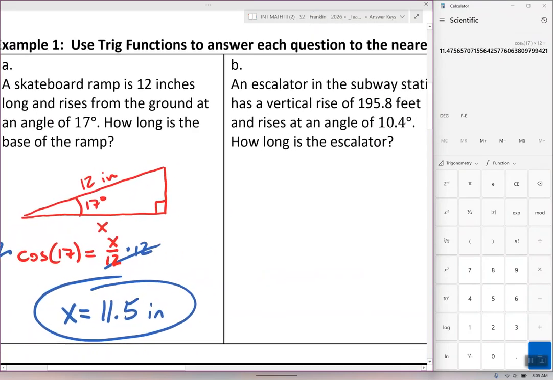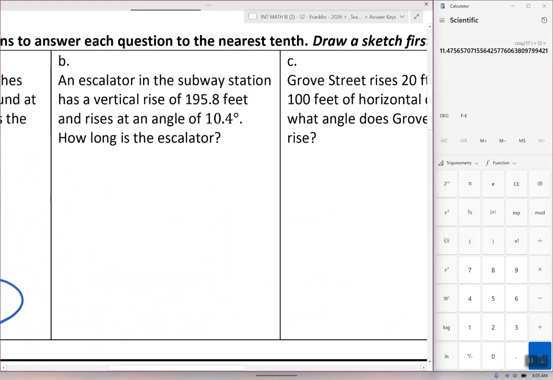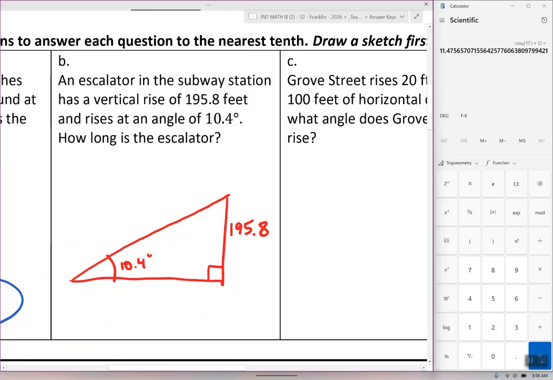Let's look at example B. An escalator in a subway station has a vertical rise of 195.8 feet. So we have a triangle here. Here's our escalator. A vertical rise of 195.8 feet. Rise is at an angle of 10.4 degrees. How long is the escalator?